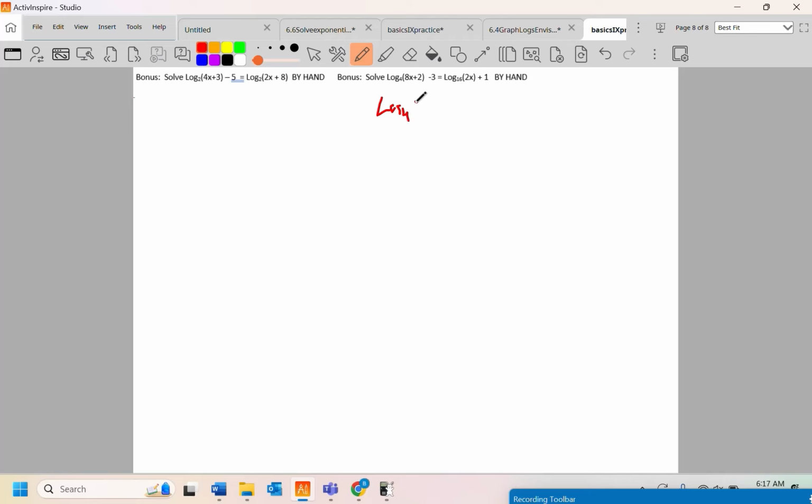We're going to put our logs on one side. 1 plus 3 is 4. And I cannot put these together because they don't have the same base, so they cannot be easily condensed. Notice I said easily condensed. What I'm going to do is rewrite the second one as a base 4 log.